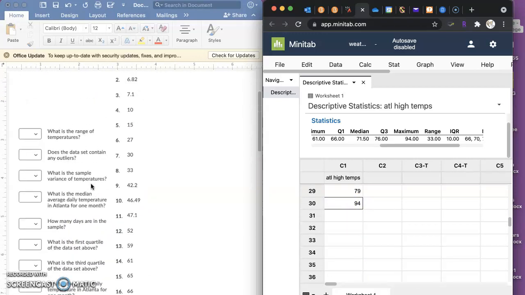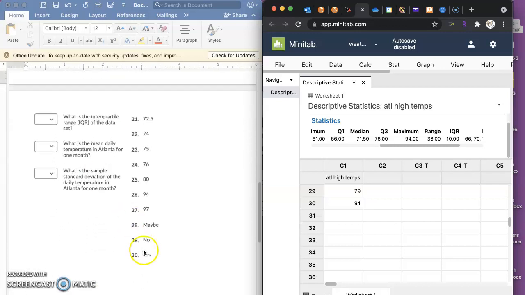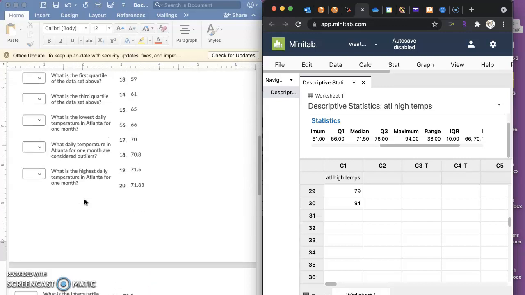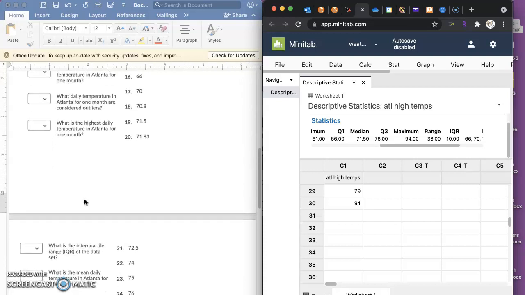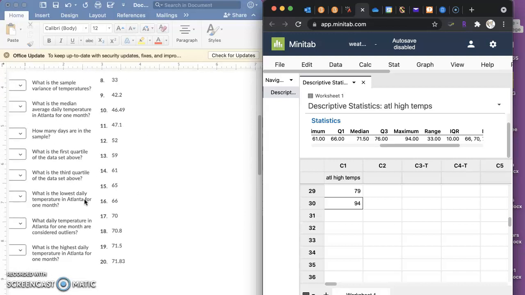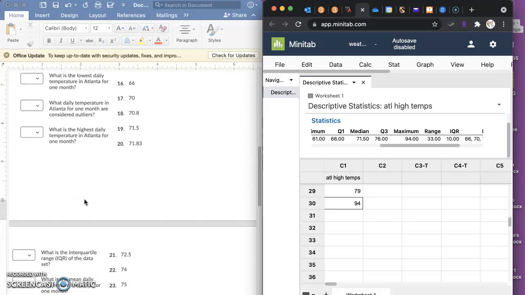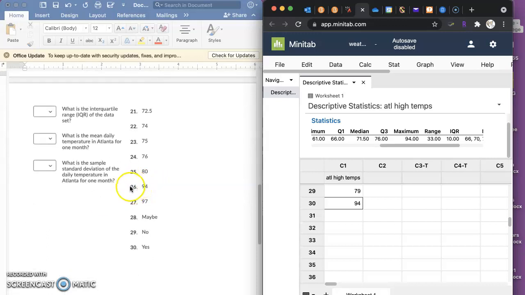So let's go back to those two questions. Does it contain any? The answer is yes. So we will put number 30 in the blank. And the other one was which of these is an outlier, and then our answer would be the number 94. So I hope that helps you with your descriptive statistics.